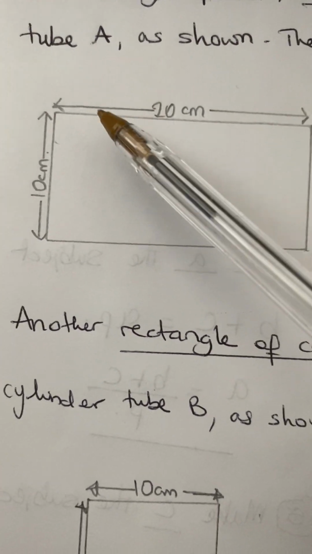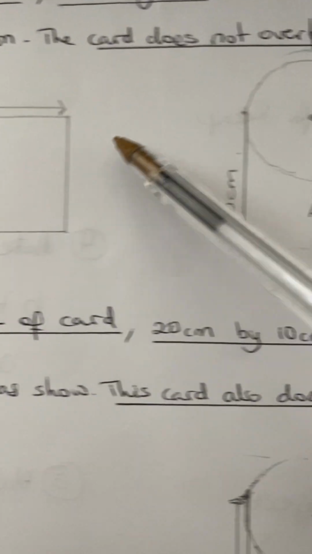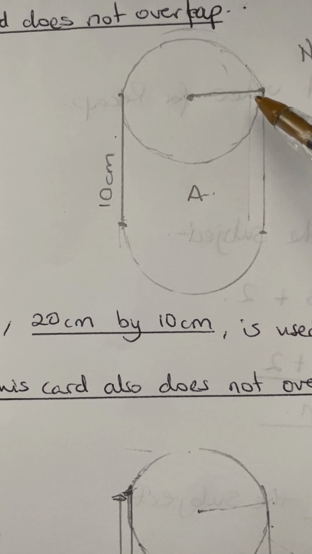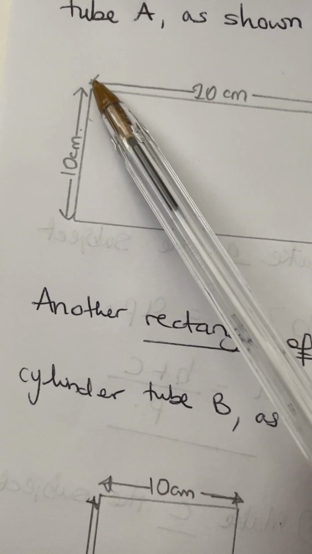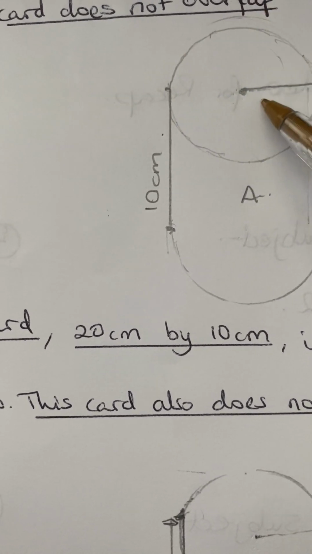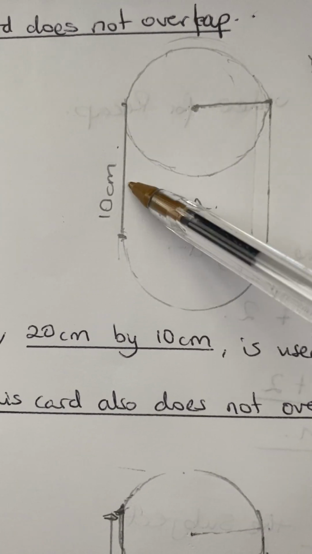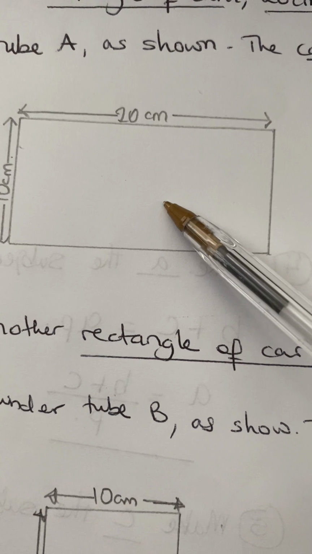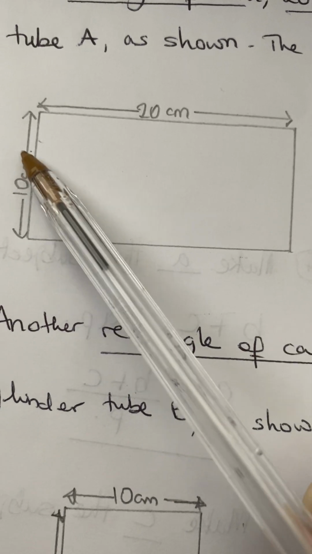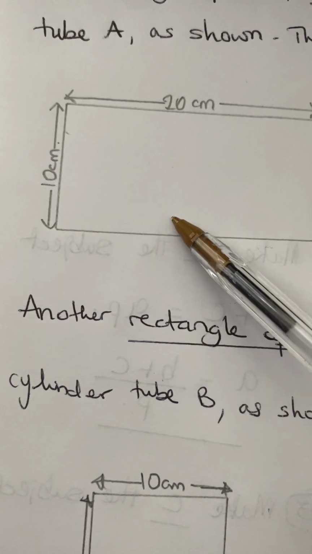Now, this is the shape of the rectangle, and they folded it into a cylinder like this. Okay, it's not overlapping. So it means that from here to there is 20 centimeters, which is the circumference, and the width is 10. So they've used this card to make this cylinder, and the shape of the card here is 10 by 20 in centimeters.